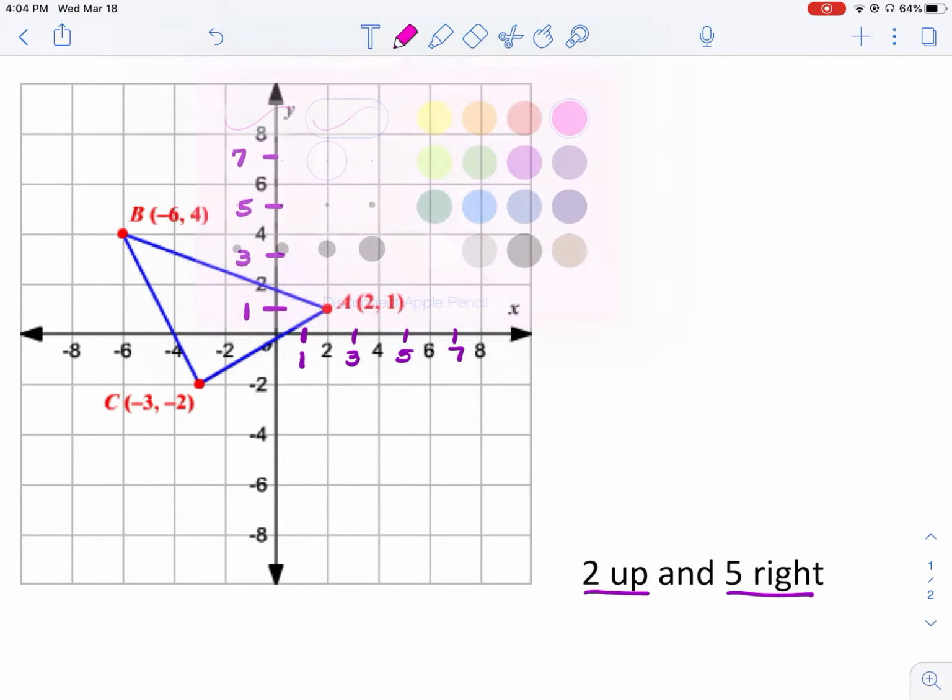I'm going to use a pink color here. This is right here, 1 and 2. So that's 2 up. That's done. But once I go 2 up, I can't just stop there. I've got to go 5 to the right. So ready? 1, 2, 3, 4, 5. It's kind of like in the middle of that square. And wherever that lands, that's where I'm going to put my dot.